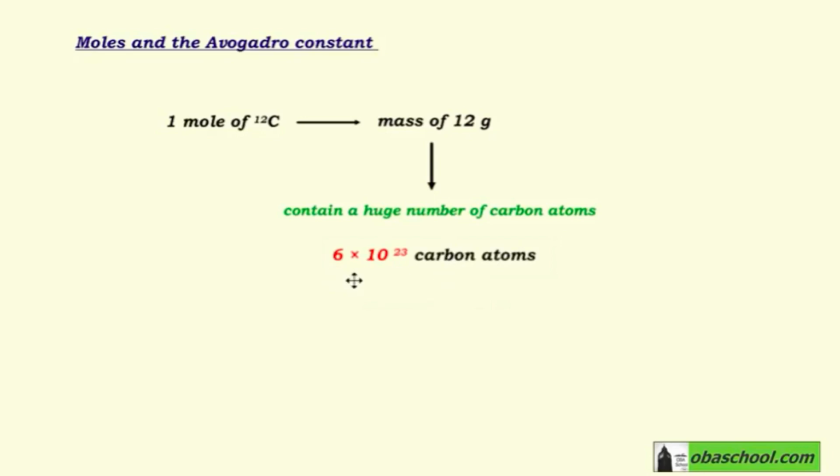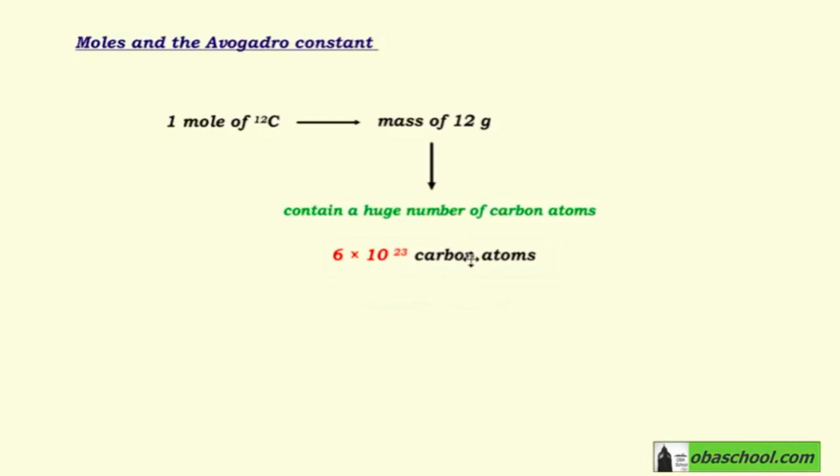In this 1 mole of carbon-12, we have a mass of 12 grams. If you remember, we said that atoms are very small, meaning these 12 grams contain a huge number of carbon atoms. Nearly about 6 times 10 to the power 23 carbon atoms. Times 10 to the power 23 means we have 23 zeros. Imagine how big the number is.